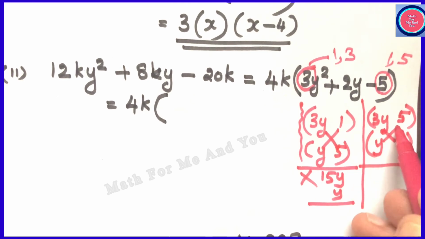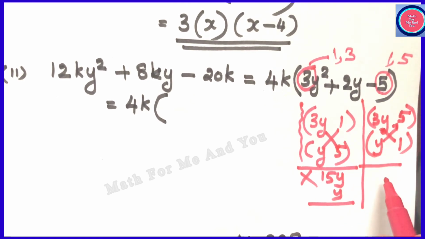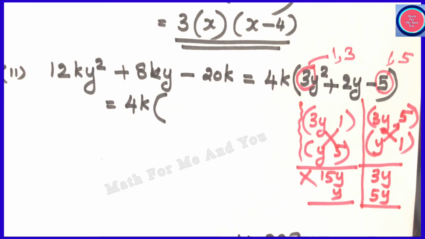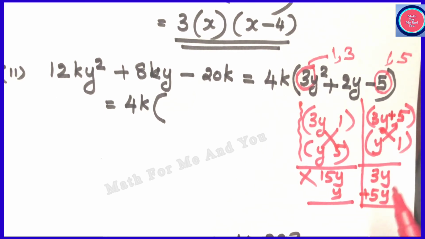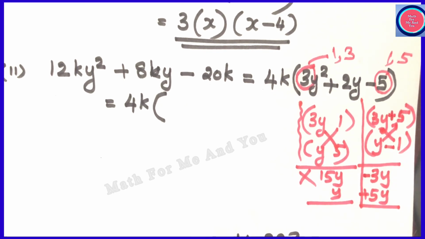Now cross multiply. 3y times 1 is 3y. Y times 5 is 5y. Here if we find the difference, we will be getting 2y. Difference means one number will be negative and one number will be positive. Since the middle term is plus, we have to keep the big number 5 as positive term, and the small number, that is 1, we have to change as negative. Then only we will get 3y times minus 1 becomes minus 3y, and y times 5 becomes 5y, and the middle term we are getting as 2y.